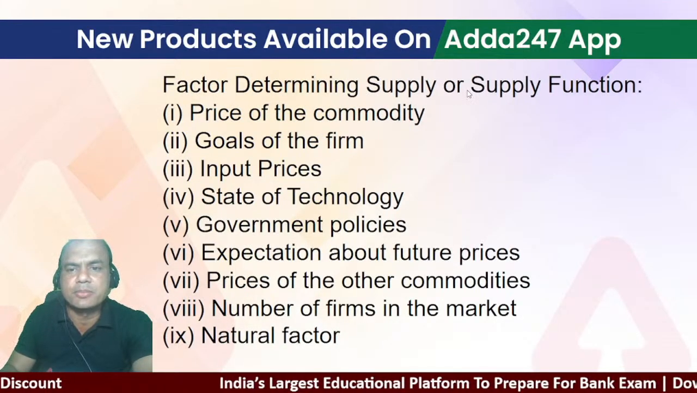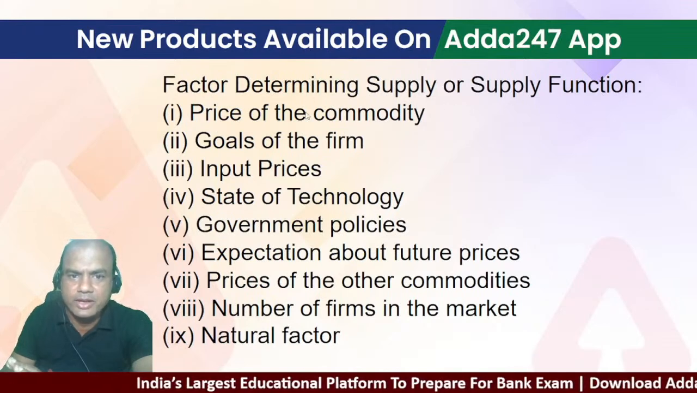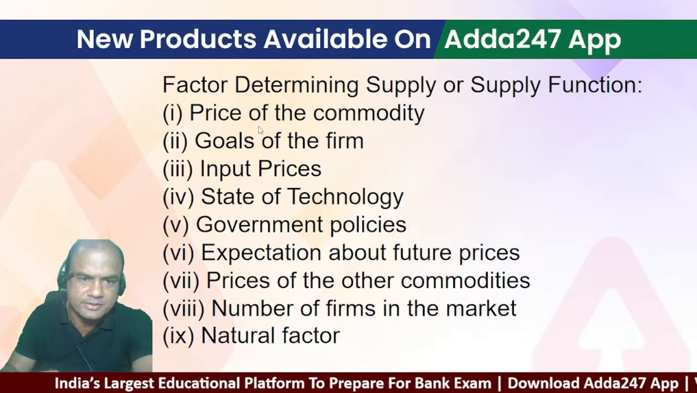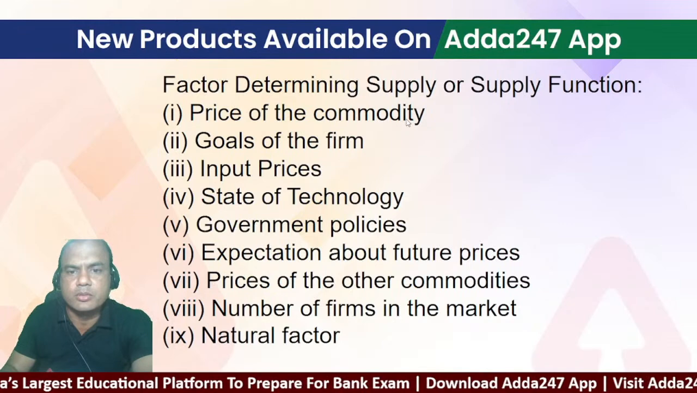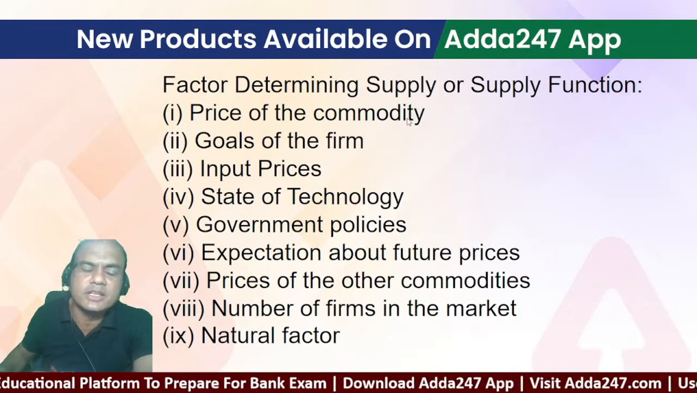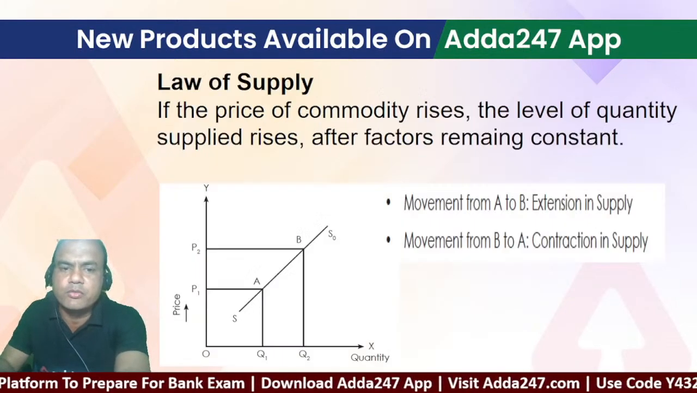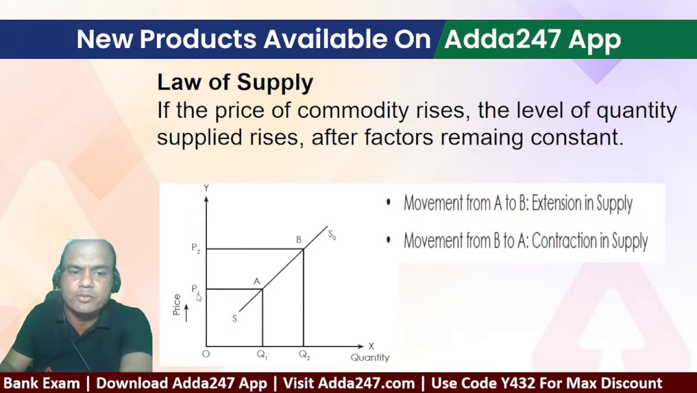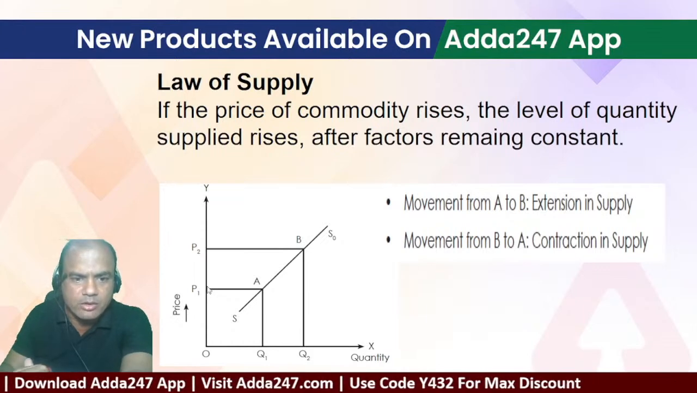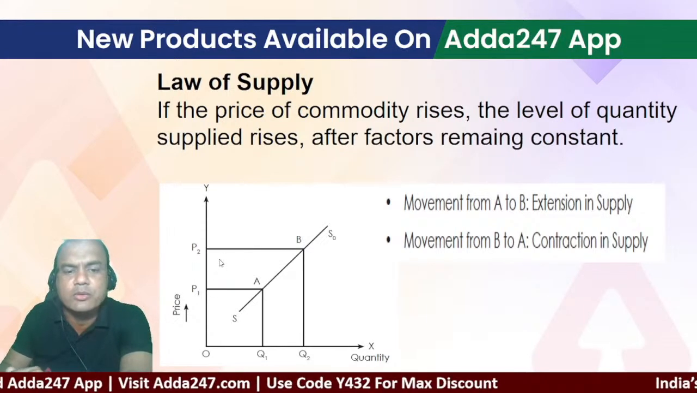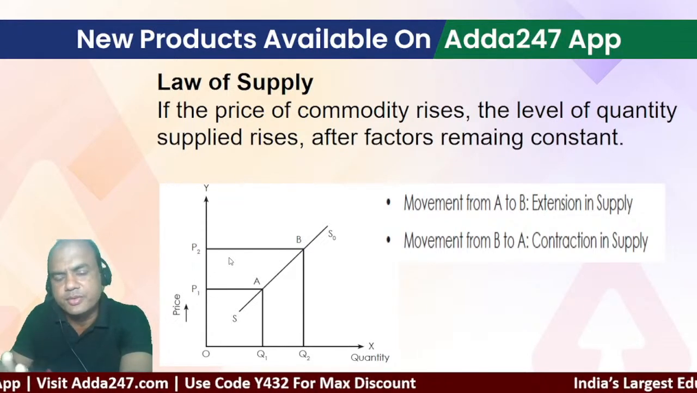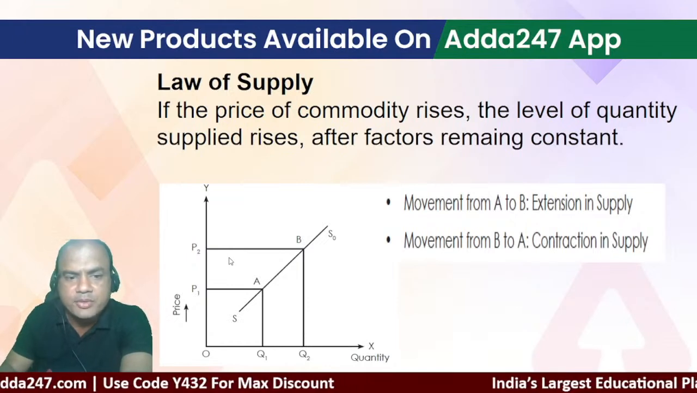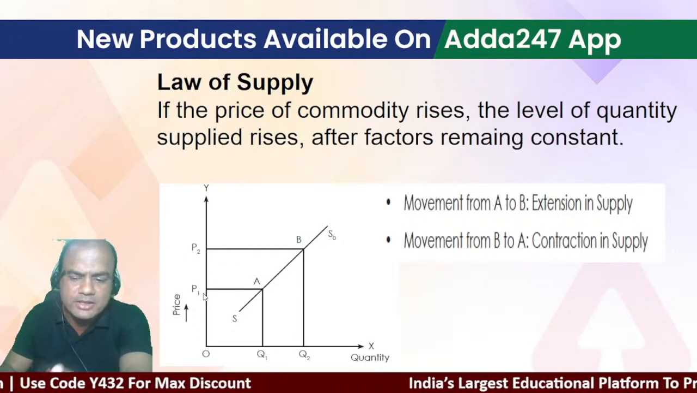Factors determining supply, or the supply function, means what are the factors on which supply depends? First, the price of the commodity. If the price of any commodity falls, let's say earlier it was 20 rupees, now it has come to 5 rupees. If I am the supplier or the producer, will I try to produce the goods now? No, I'll stop producing those goods. Why? Because the price has reduced, my profit has reduced, right?